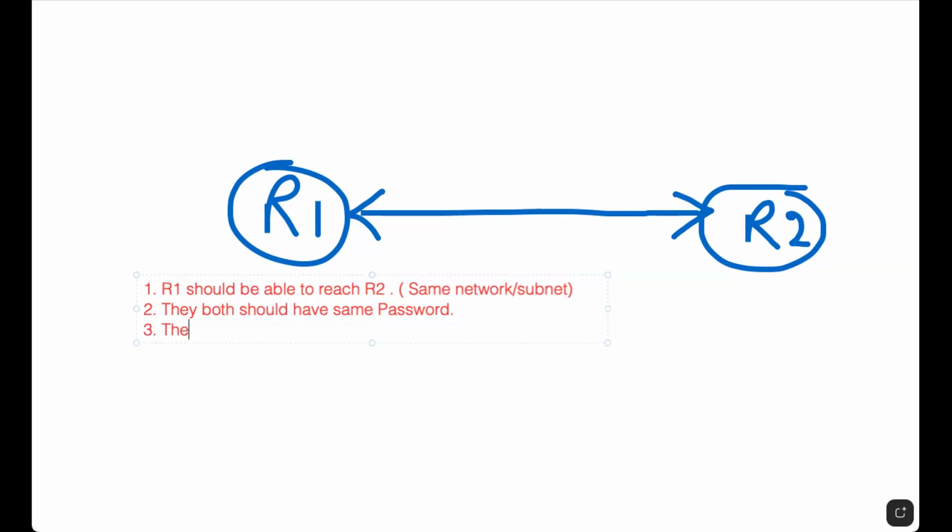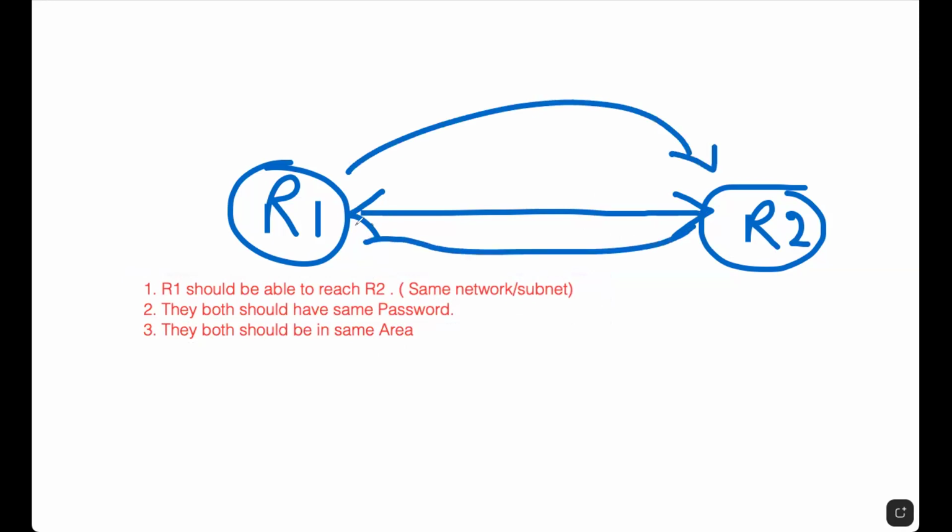Another important thing is they both should be in the same area. We talked about areas, right? So when we are grouping them, they both should be in the same area. So if R1 wants to become the neighbor with R2 or R2 wants to become the neighbor with R1, they both should have the same area ID. Otherwise, they will not be neighbors and they will not exchange information.